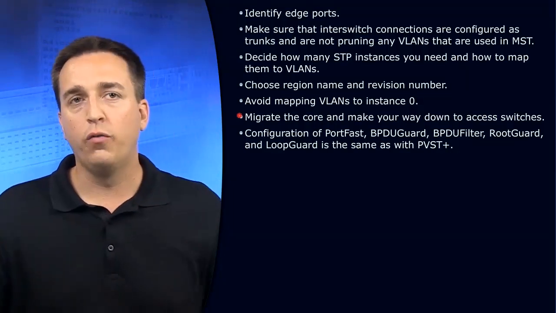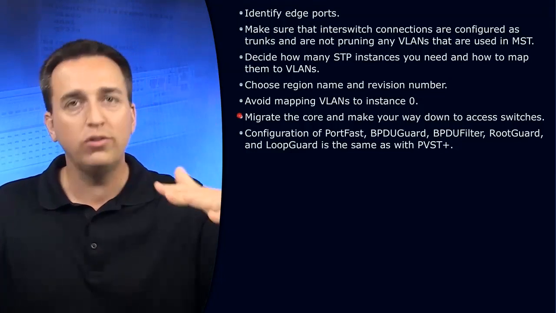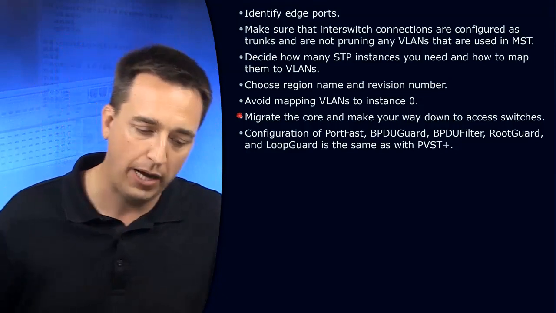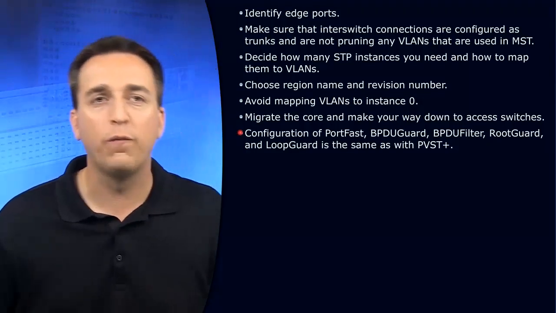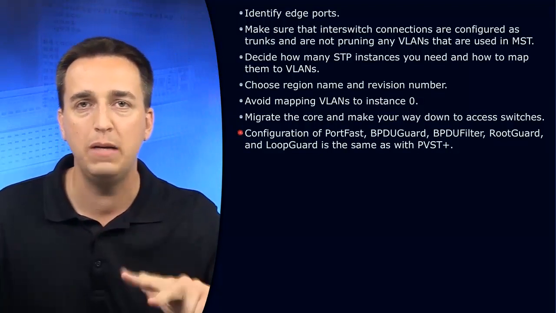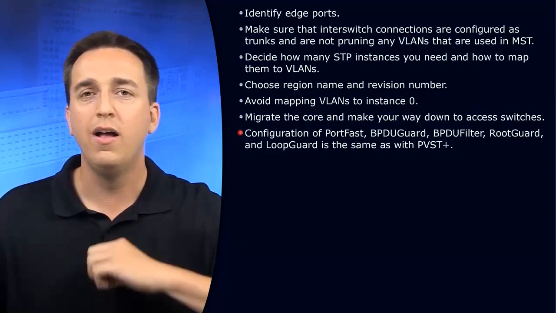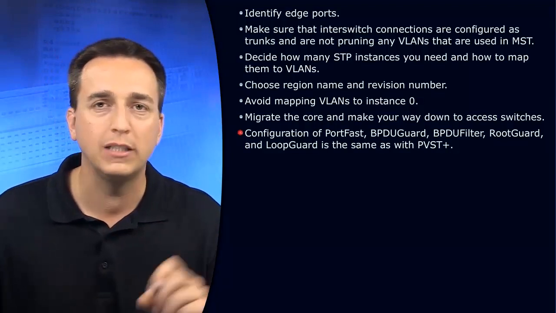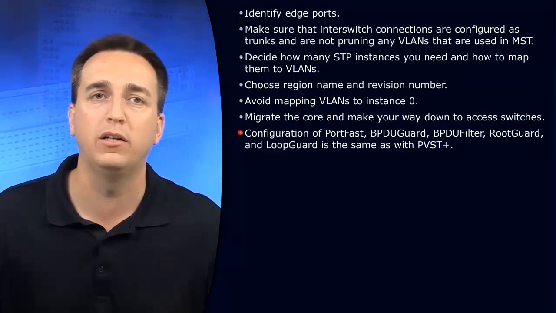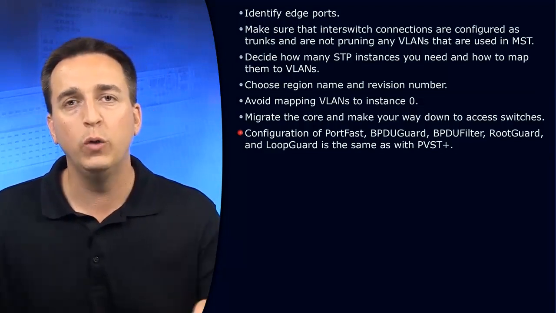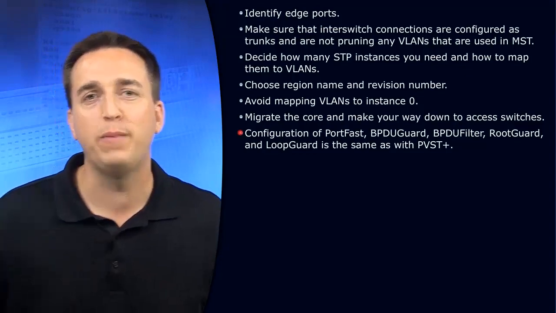When you're migrating, go from the core layer to the distribution layer to the access layer. That's the recommended best practice. And lastly, don't forget about all your spanning tree features. You have PortFast, BPDU guard, BPDU filter, root guard, loop guard. They all do the exact same thing as with per VLAN spanning tree plus and per VLAN rapid spanning tree protocol. So take advantage of them and implement them to improve the stability of the spanning tree topology.